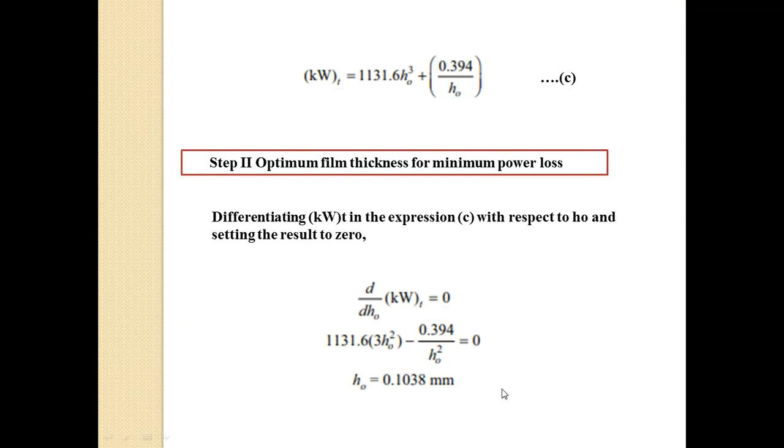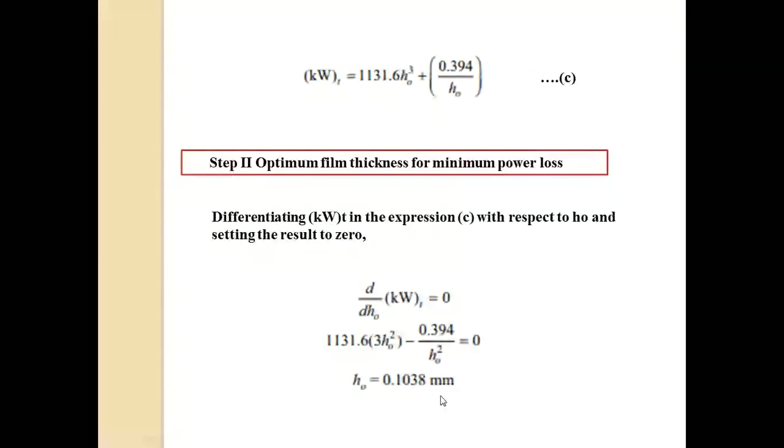Now after calculating this term, we got H naught is equal to 0.1038 mm. So this is the value of H naught, 0.1038 mm. This is the optimum value. So our first finding is over, that is, finding the optimum film thickness. So this is the H naught value.